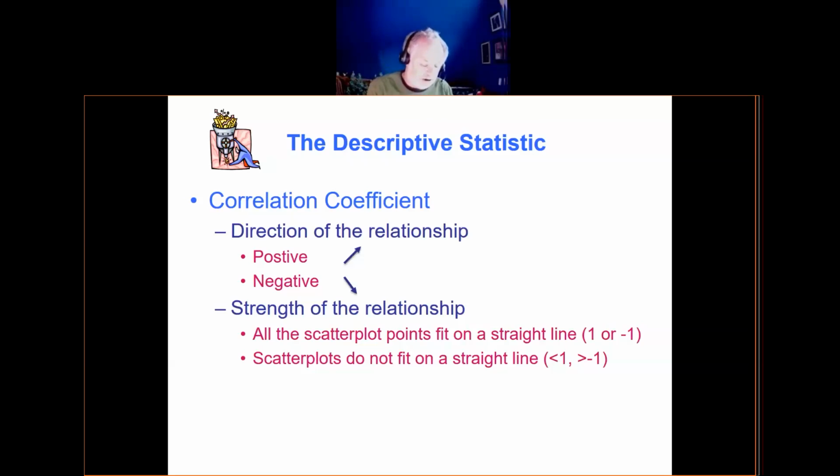The correlation coefficient ranges from -1 to +1. -1 means a perfect negative relationship: the higher the score on the x-axis variable, the lower the score on the y-axis variable, so the line points down. A perfect positive relationship is a value of +1, where everyone fits on a straight line. A correlation coefficient of 0 means there is no relationship at all. Everything in between is a relationship that differs in strength.